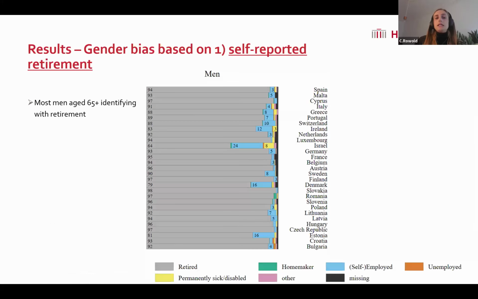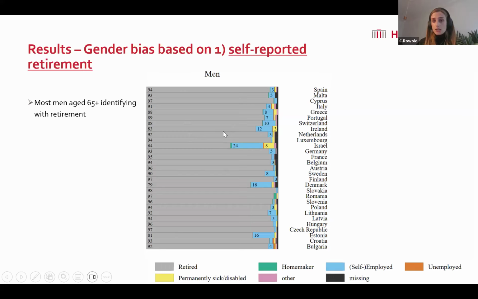Okay, let's have a look at what this means. Here you see the self-reported employment status, the different categories by different countries, the share for men among elderly 65 or older, using this baseline sample. We see that most men in most countries aged 65 or older do identify with retirement. When they're asked, they say, yeah, I'm retired. There may be some outliers like Israel, also Switzerland, Ireland, with quite high shares of men who still identify as being employed. But overall, most men would be included in our sample using self-reported retirement.